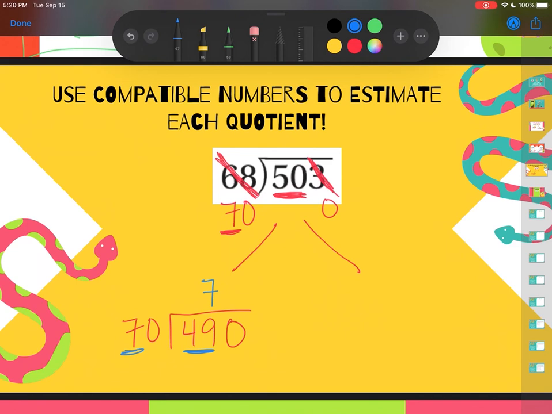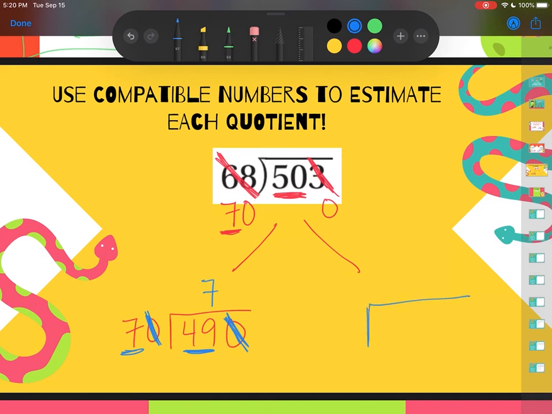Now I get to cross out my zeros if I have pairs of zeros that I can cross out. Well, I've got 1 0 in 70 that I didn't use. That is going to cancel out 1 0 in 490. Now I don't have any zeros left over to put in my answer, so my answer is just 7.